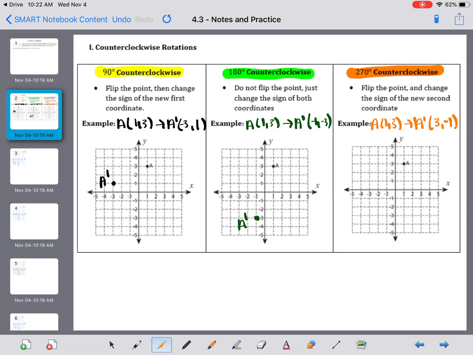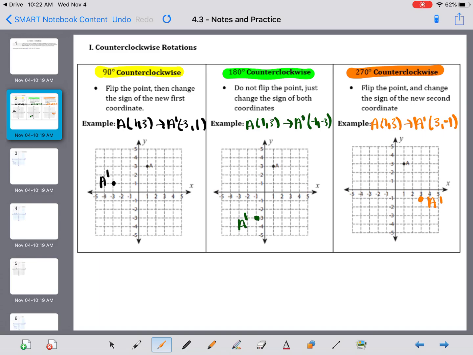the second number. Think 270 has a 2, so you change the sign of the second. 90 comes first when you're counting, so change the sign of the first. That's how I like to remember it. So plot your new point, 3, negative 1. There is where A prime lands.